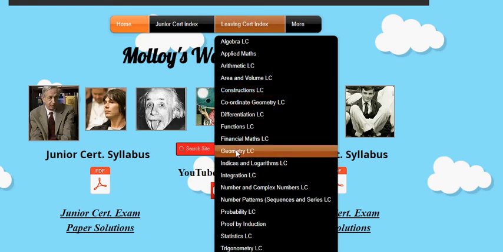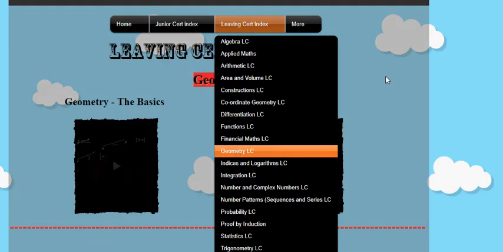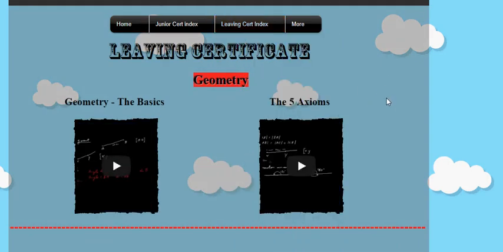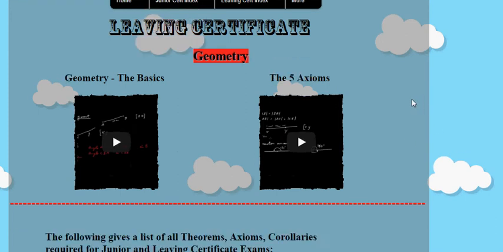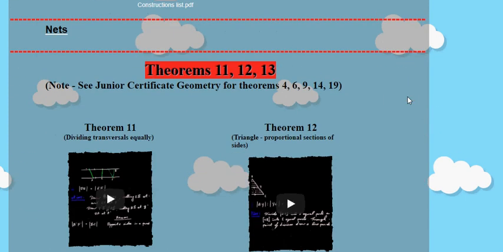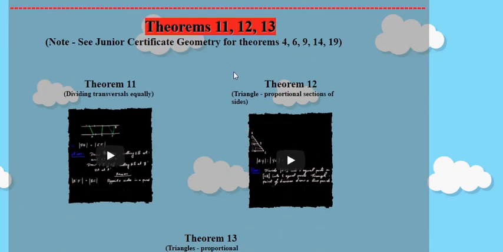If we go to Geometry and click on Geometry, this page here will come up. I have a couple of videos there. Just scroll down, a few extra things there, and I have 3 Leaving Certificate videos, 11, 12 and 13. So the one you need here is number 11. You just click play. It's a YouTube video, and you just need to enlarge it, and that's it.